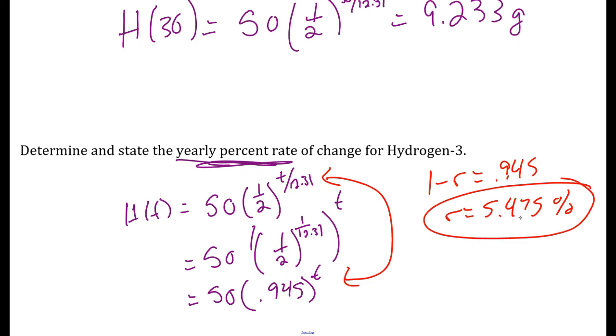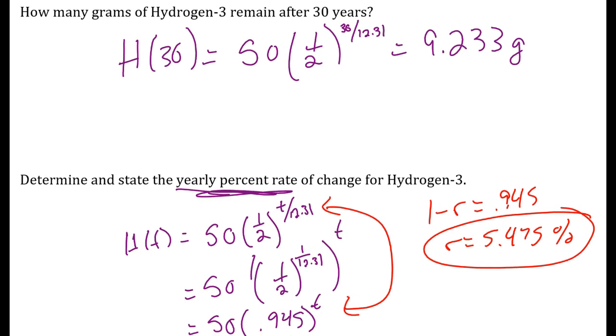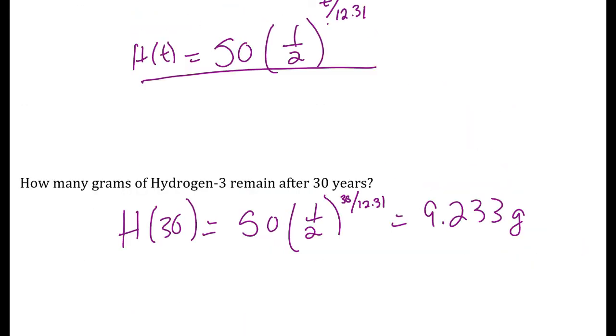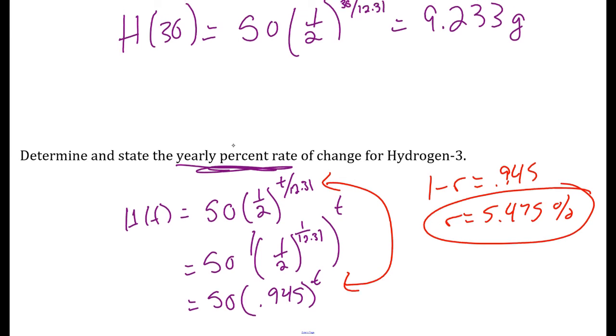That's the yearly percent rate of change that, after it happens every year for 12.31 years, you end up with your desired half-life. So if you ever want to find the yearly percent rate of change, you have to do the base to whatever that exponent is, and just so the exponent is t, just so that you have nothing left in that exponent, do the base to whatever else is happening to that exponent by using power to a power.